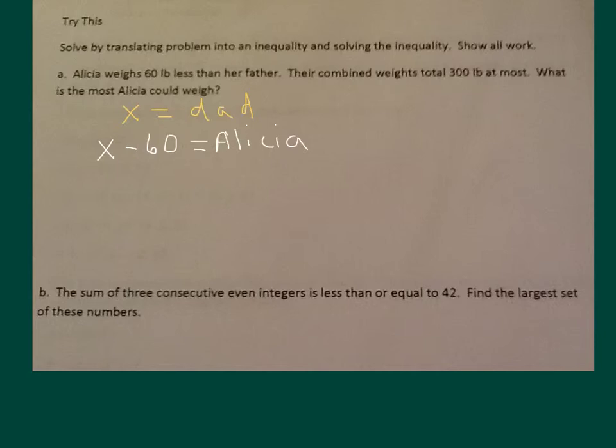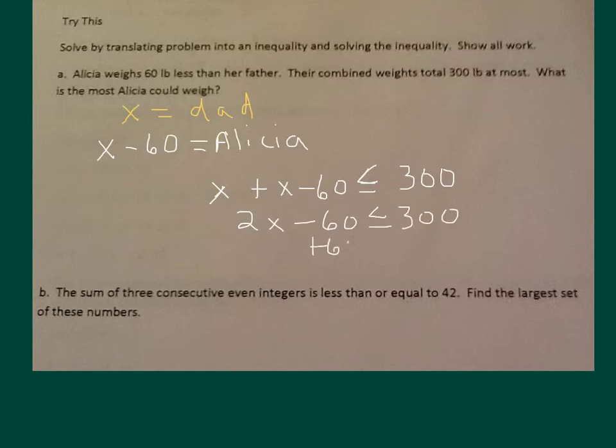That's better. Okay, their combined weight total is 300 pounds at most. So combined, that means to add. So let's go x, that's Dad, plus Alicia is less than or equal to 300 pounds because it's at most. So it could be 300 pounds, or it could be less than 300 pounds. And now what we got to do is solve it. So we got 2x minus 60 is less than or equal to 300.